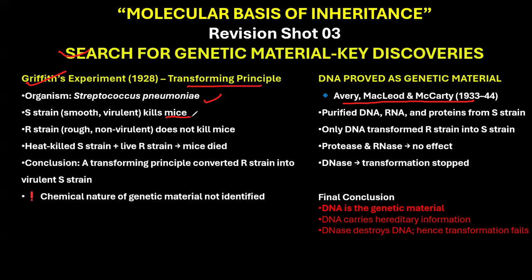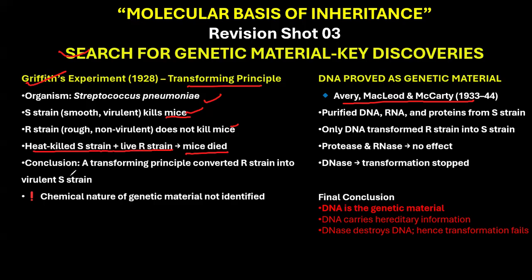Now, what they did is that they individually injected these into the mice. When they injected S strain, mice died. When they injected R strain, mice survived. But when they injected a heat-killed S strain and live R strain, they killed this S strain, and then mixed it with live R strain. The mice died. And it was concluded at that time that something from the S strain got inserted into the R strain, and it transformed this R strain into the S strain.